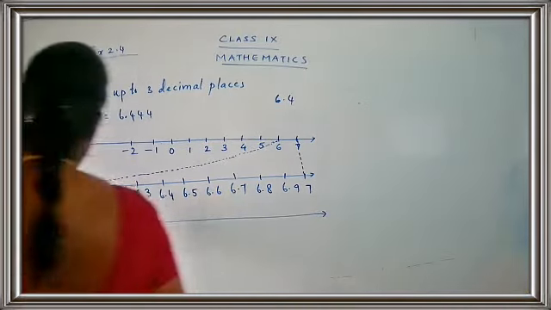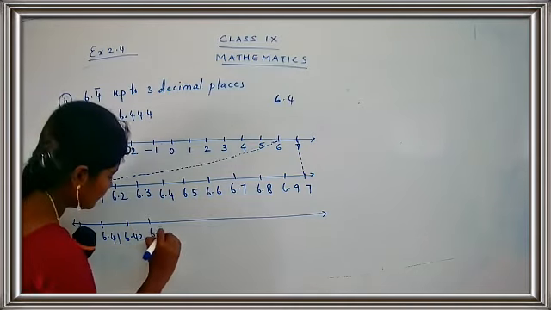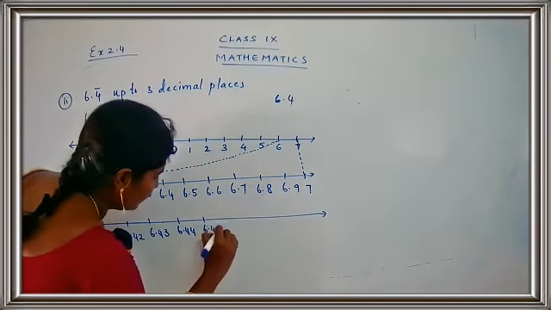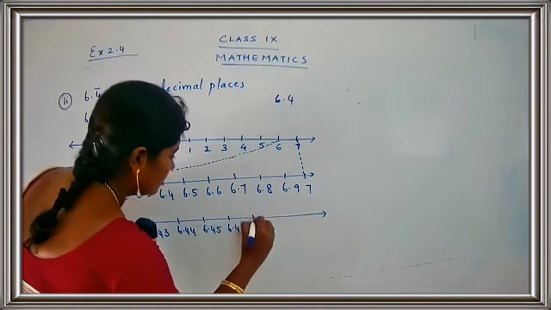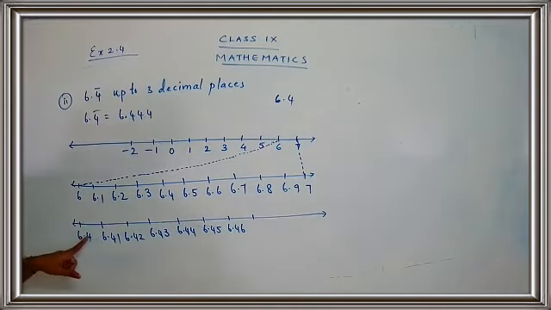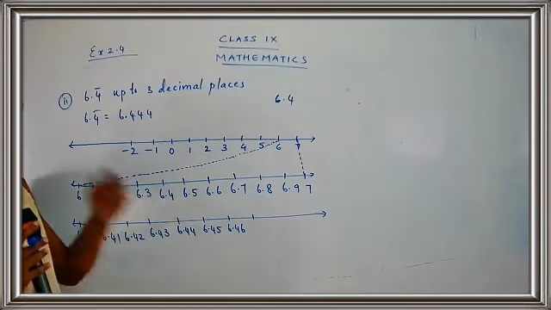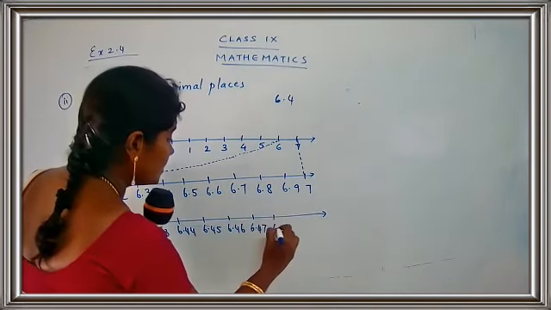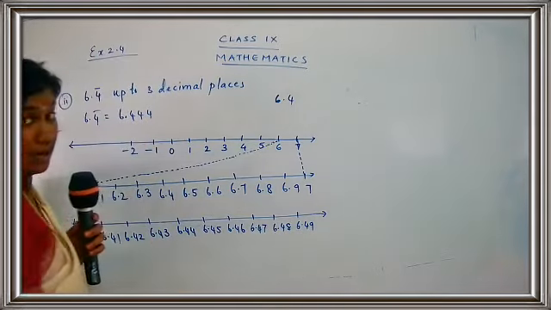Okay, 6.41, 6.42, 6.43, 6.44, 6.45, 6.46. What is the next number? See, we started with 41. 6.41, 42, 43, 44, 45, 46. Next, 47, 6.47, 6.48, 6.49. Next is 50.